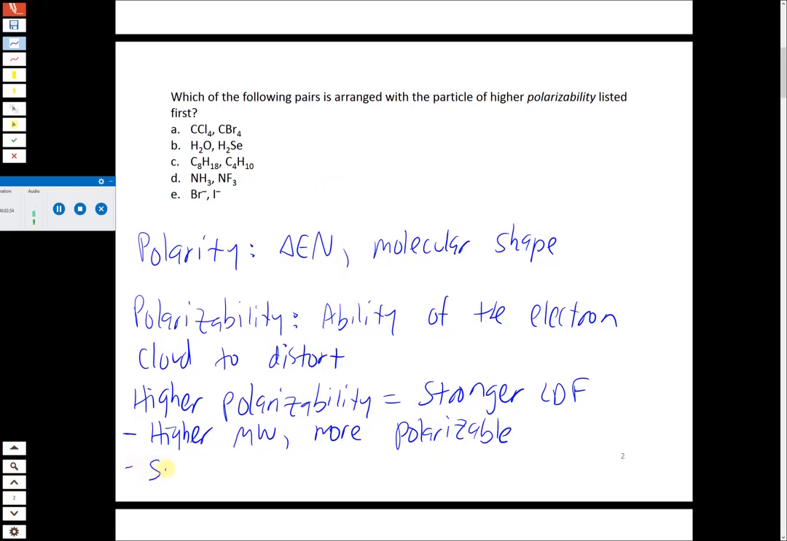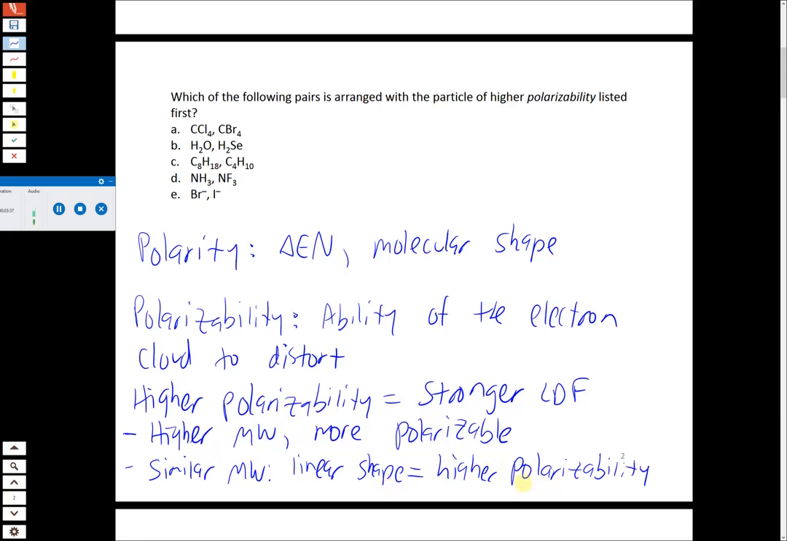Now if you have very similar molar masses for two species, if it's more of an overall linear shape, that also correlates with higher polarizability. Whereas if it's spherical, that's going to be smaller polarizability. So the two things we look at when comparing polarizability are first look at the molar mass. If it has a higher molar mass, it's more polarizable, and in most cases it's as simple as that. If we're comparing two molecules that have similar or identical molar masses, the one that has more of an oblong or linear shape is going to have higher polarizability than something that's more round and spherical.